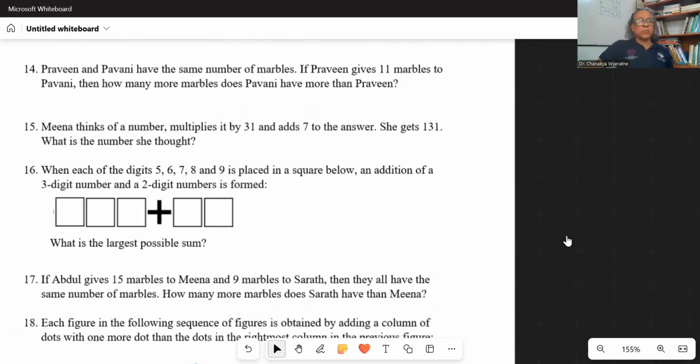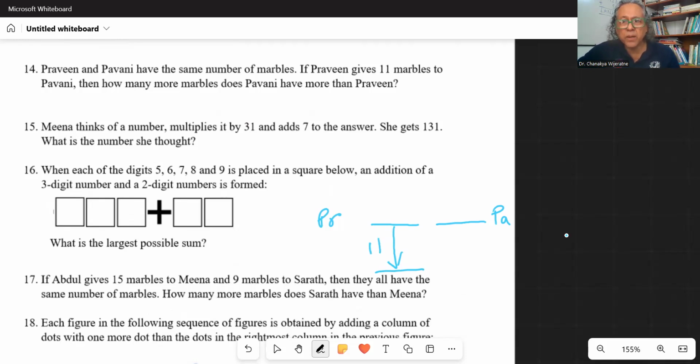Praveen and Pavani have the same number of marbles, so I'm going to write like this, Praveen, Pavani, right? They have the same number of marbles. Diagrams are always better, right? We can see things. And then Praveen gives 11 marbles to Pavani, so his number of marbles goes down by 11. Now he's here, 11 down, and then Pavani goes up by 11, right? So now you can see that, right?